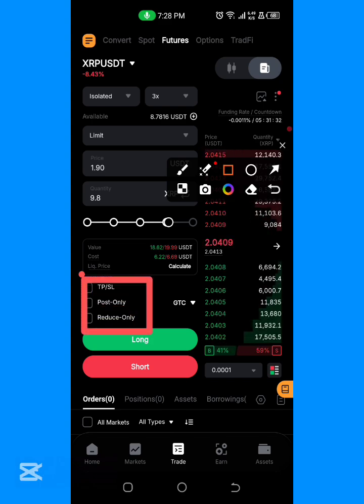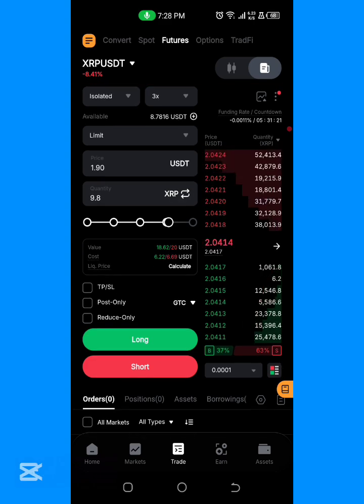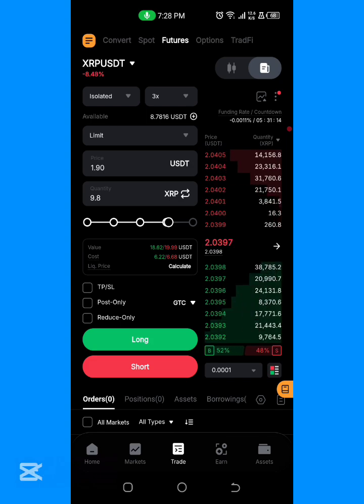Look at this place. You can see TP/SR. That is take profit and stop loss. You can see post only, and post only and reduce only. But the only one we are going to focus on is to click on TP and SR.